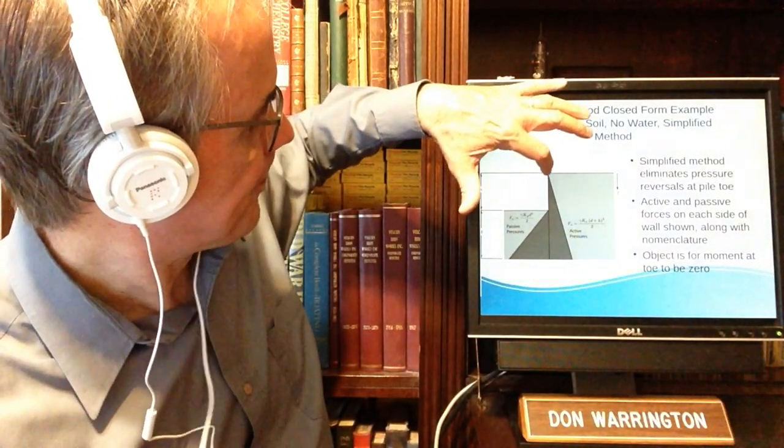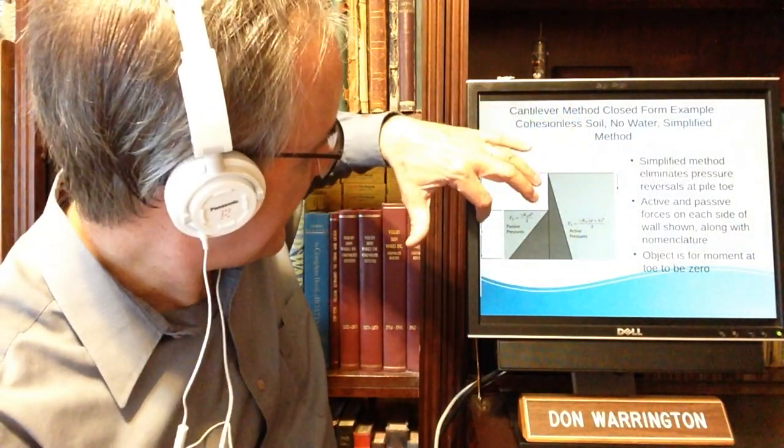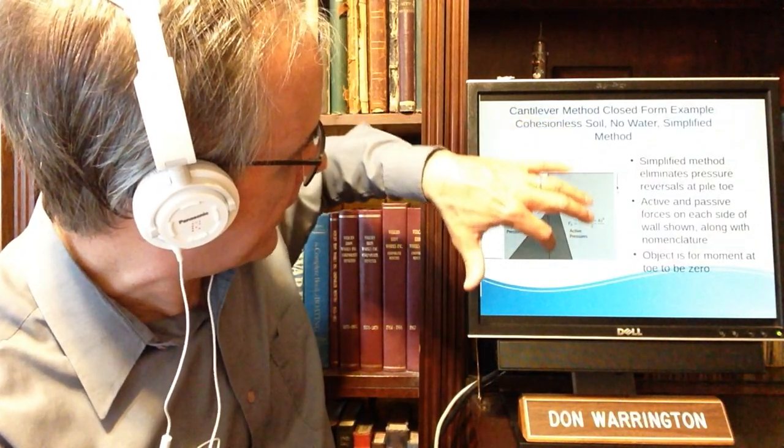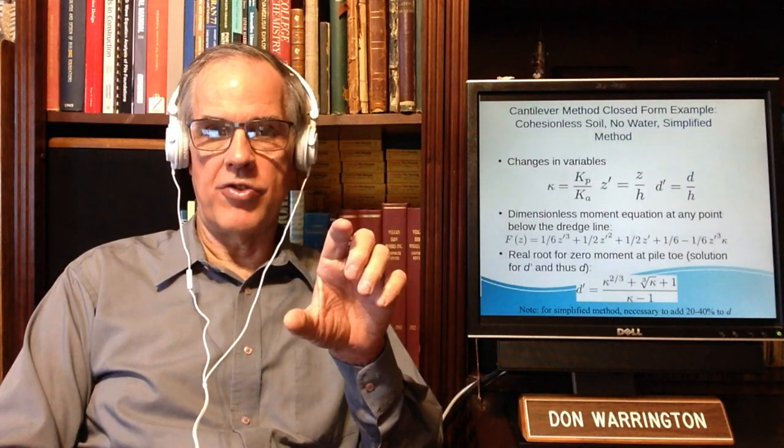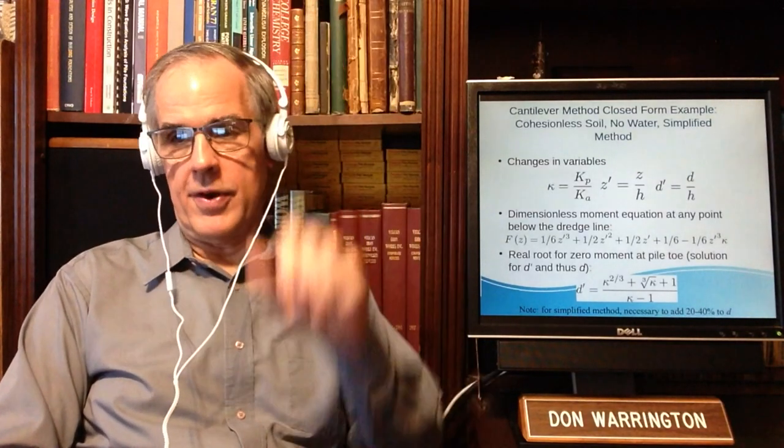Now the height, h, is the distance from the top of the wall to the dredge line, not the full length of the sheeting. That's basically the way we do it, and if you look in Verruijt, h is the distance from the top of the wall down to the dredge line. D is the distance from the dredge line down to the end of the sheet. And basically what I'm doing in z prime and d prime is non-dimensionalizing some variables. D prime is equal to D over H, in other words, the ratio of the penetration below the dredge line versus the height above the dredge line.